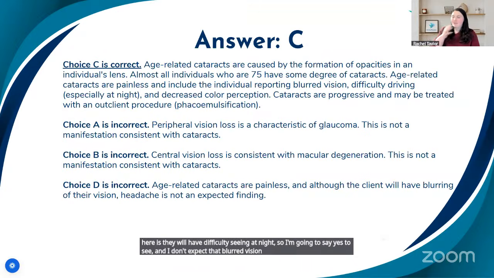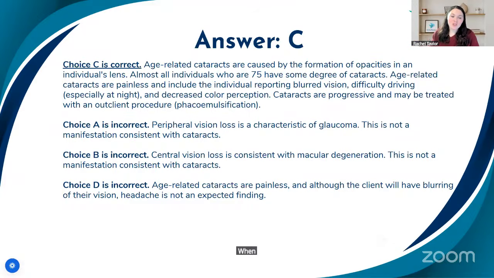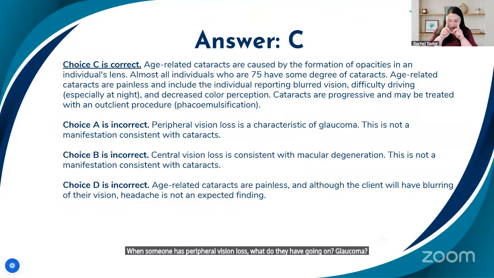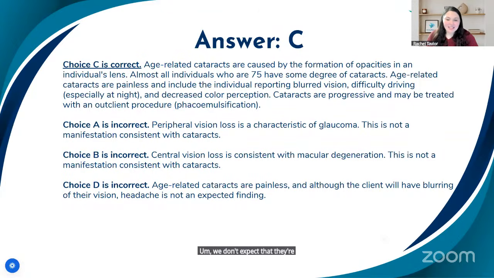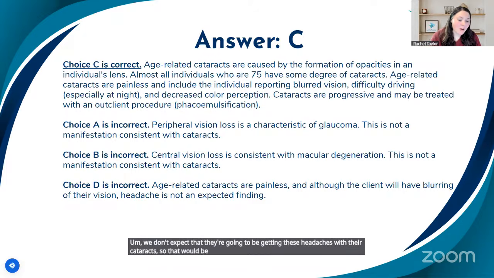So let's talk about this. When someone has peripheral vision loss, what do they have going on? Glaucoma. Then central vision loss is macular degeneration. So peripheral glaucoma, central macular degeneration. And then the other thing, headaches, blurred vision. We don't expect that they're going to be getting these headaches with their cataracts. So that would be abnormal.